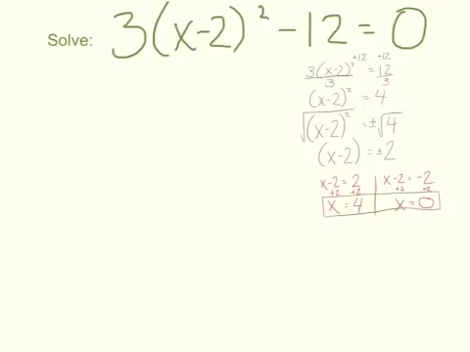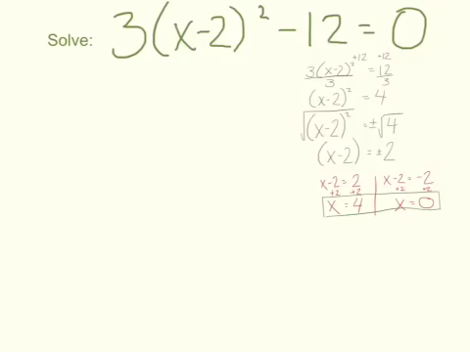So just to confirm this, you should just pause the video for a second. Substitute x equals 4 back in up here for x, and then make sure that that does really come out to 0. And then after that, substitute x equals 0 for x, and make sure that comes out to 0 as well.